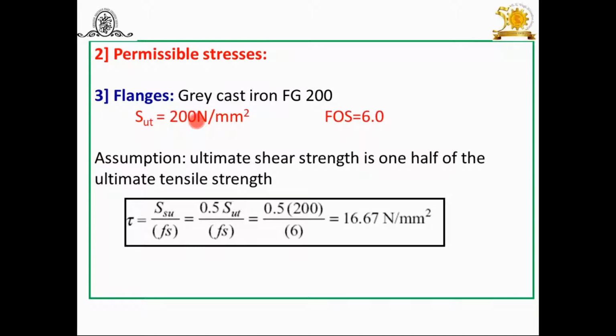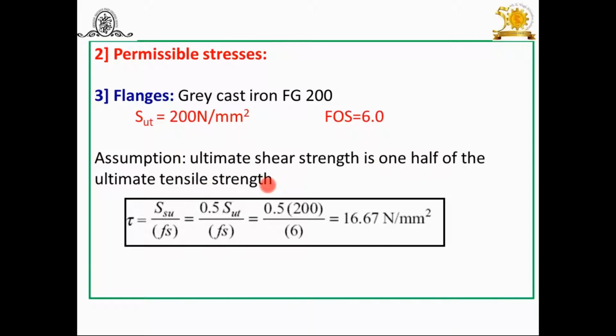And yesterday we discussed how, while designing, the hub is a hollow cylindrical part or a sleeve. It is going to be subjected to torsional shear stress. And similarly, like the hub, the flange is also going to be subjected to torsional shear stress. That's why we have to find out the torsional shear stress, means tau permissible for this flange. But how to find it? For that purpose, we have assumed here ultimate shear strength is 1/2 of the ultimate tensile strength.